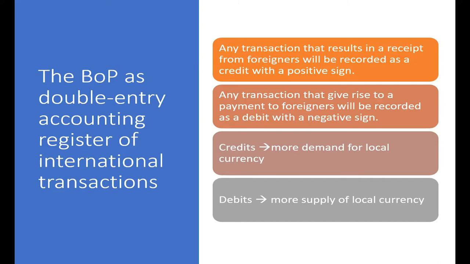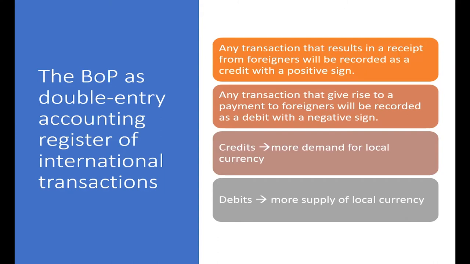Now, the thing to understand about this, because this is the connection to the IS-LM model, it's very important to always remember that within the balance of payment, when you are crediting the balance of payment, it usually means that you are receiving payment from foreigners. But when foreigners are paying you for goods and services they buy from you, they usually would pay you in your local currency. So increases in credits on the balance of payment will result in more demand for the local currency, okay?